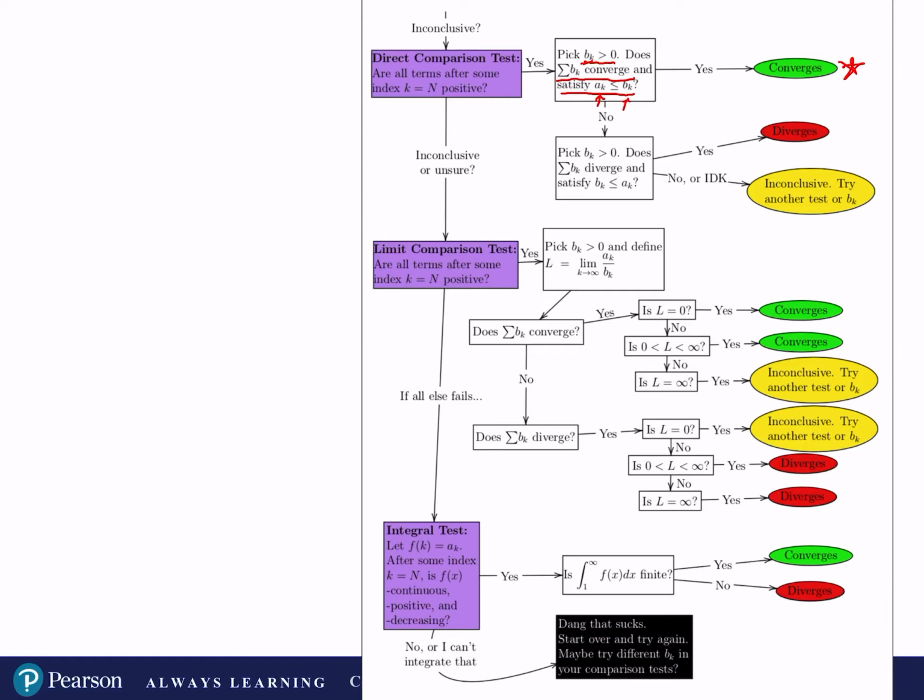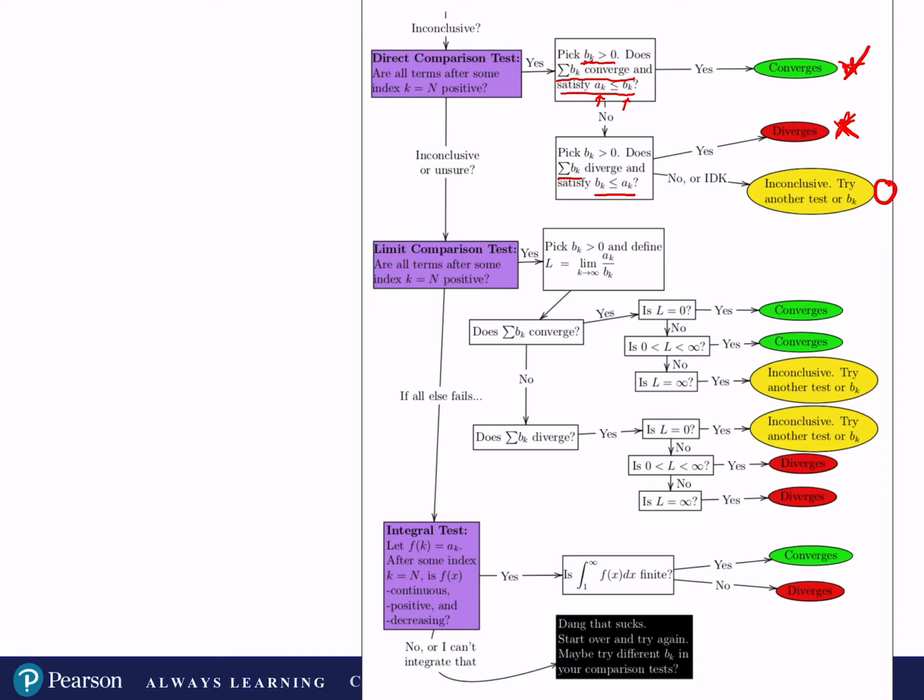converge as well. Alternatively, if bk diverges and bk is the smaller series, then ak must diverge as well. If it doesn't satisfy those conditions, then it is inconclusive, and we've got to try either another test or a different comparison.